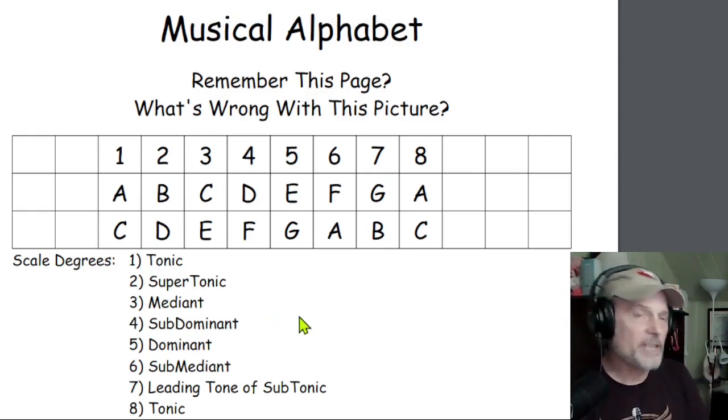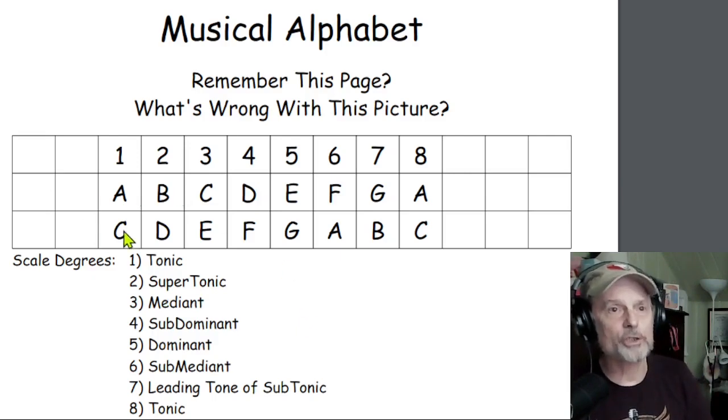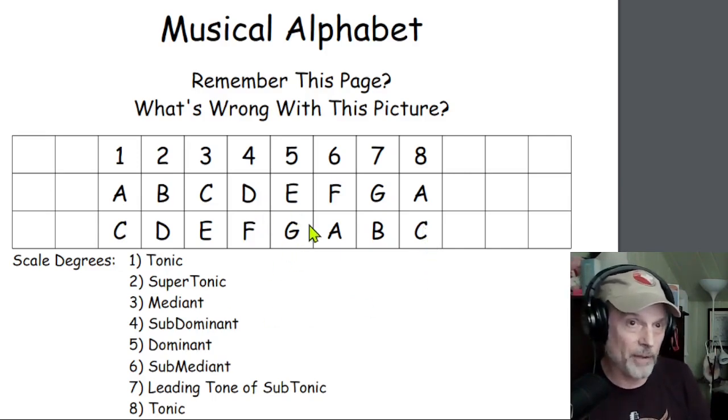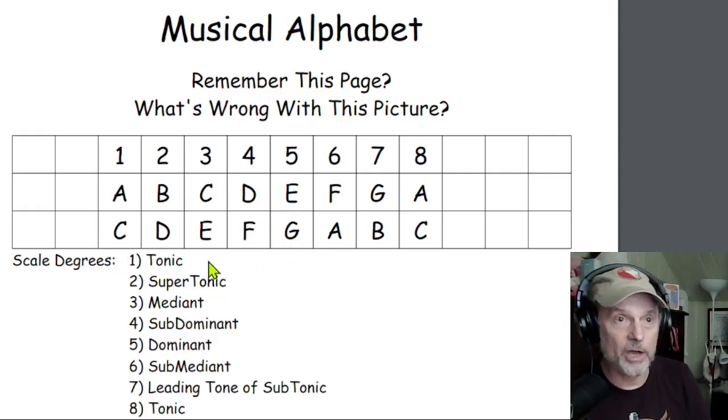Okay, it's a nice picture. It shows us our 8 degrees. We have our tonic and our higher tonic. We have our dominant. Between the dominant and the tonic, the median. We have our subdominant. Between our subdominant and our higher tonic, we have another median, the submedian.